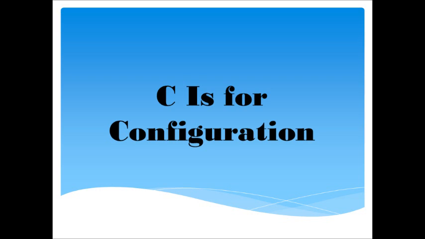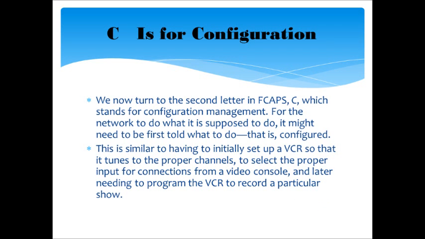C is for configuration. We now turn to the second letter in FCAPS, C, which stands for configuration management. For the network to do what it's supposed to do, it might need to be first told what to do. That is, configured. This is similar to having to initially set up a VCR so that it tunes to the proper channels, select the proper input for connections from a video console, and later needing to program the VCR to record a particular show.